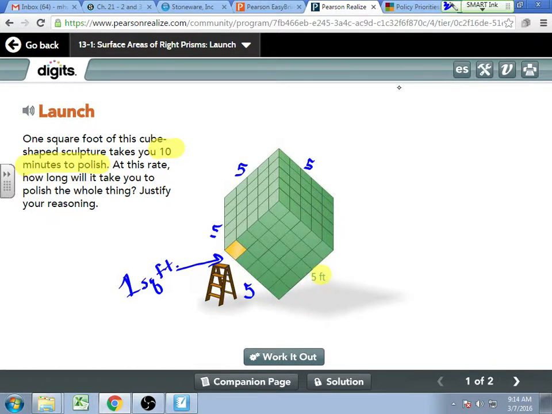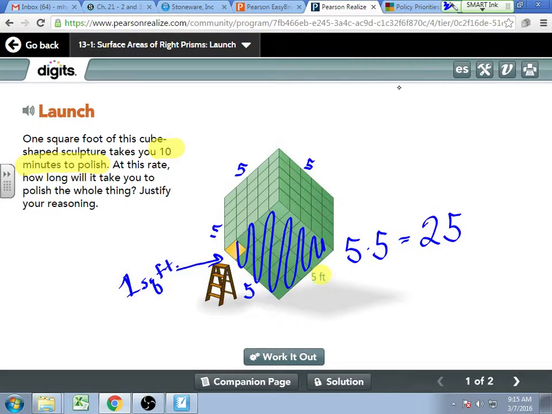Now, Zach, I heard your group having some really good discussions. What method did you guys take to try to solve this? We found the area of one side. So how'd you do that? We did 5 times 5. So if they found the area of this side of the cube first, Zach says they did 5 times 5 because it was 5 long on each side. What'd you get for that? 25. 25, and we'll label that feet squared.